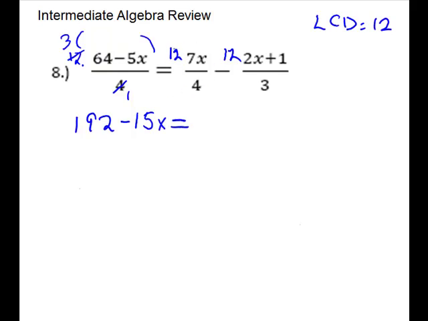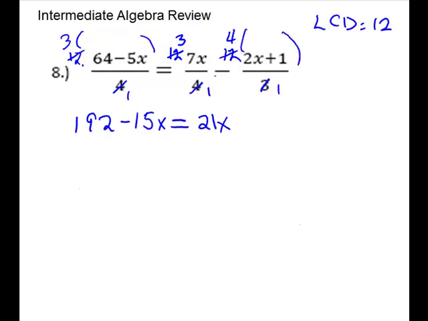And then we can clean up the next term. So we can divide by 4. 4 will go into 4 once. And into 12 it will go 3 times. 3 times 7x will give us 21x. For the next one, divide your 3. 3 will go into 3 once. And 3 will go into 12 4 times. That is going to distribute.